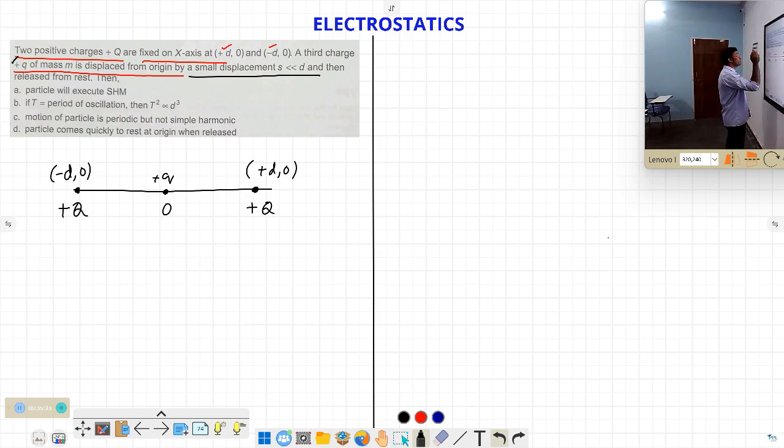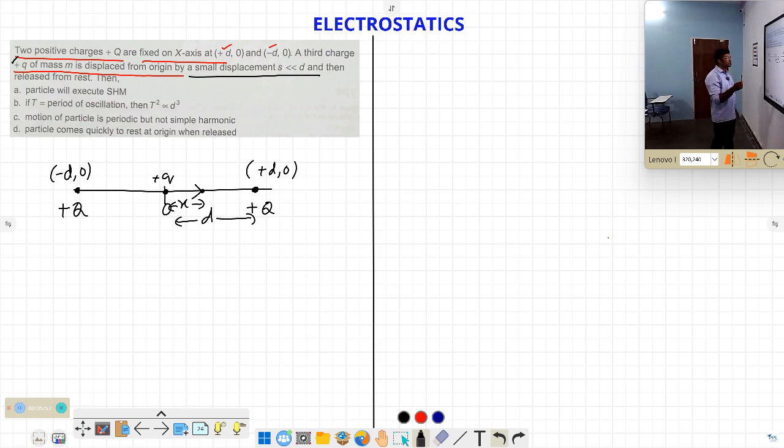Now what is d here? d is the distance. Now we give a small displacement. So this charge we displace from here to here, a small displacement called x. A small displacement x is given, then it is released from rest. Then what happens? They gave 4 options. What are the options which are suitable for the answer?